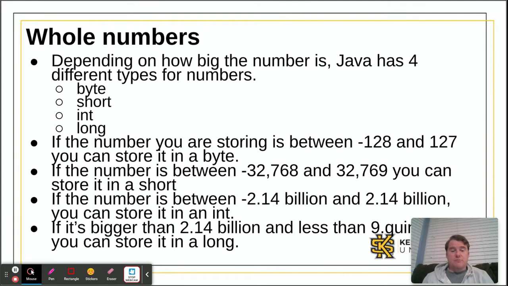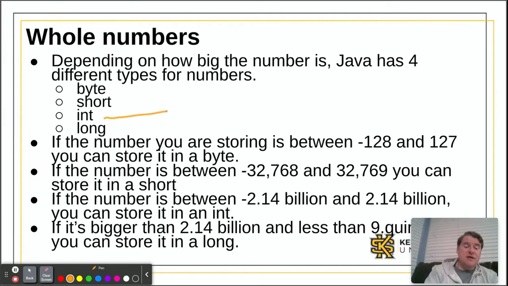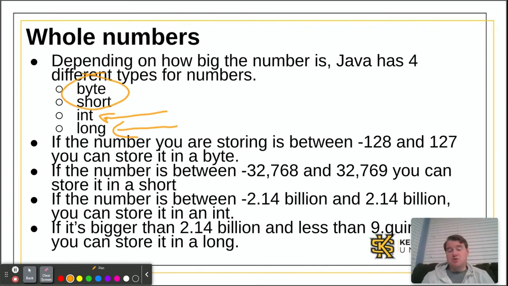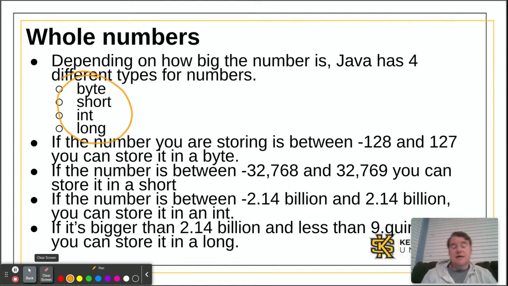All right, so how do we store numbers? Let's talk first about whole numbers, or numbers that do not have decimal points. We already saw briefly in the last slides the int type, and we also saw the long type. Let's talk about the difference between them, and let's also talk about the other two, which are byte and short. So all four of these things, byte, short, int, and long, are four separate ways of storing numbers in Java, specifically storing whole numbers, numbers that don't have a decimal point. They each have a different range of what they can store.